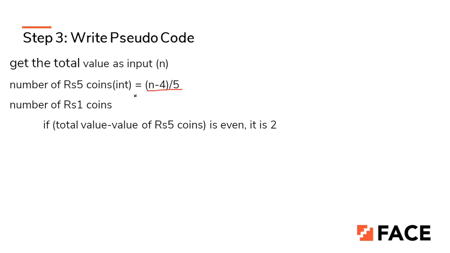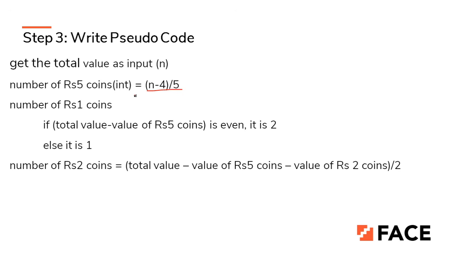If this balance value is going to be even, then the number of 1 rupee coins is 2. If the balance after you subtract the 5 rupee coins is going to be odd, then it will be 1. That's why we say else it is 1. Now after this, what do we do? The remaining value will all be made up of 2 rupee coins.